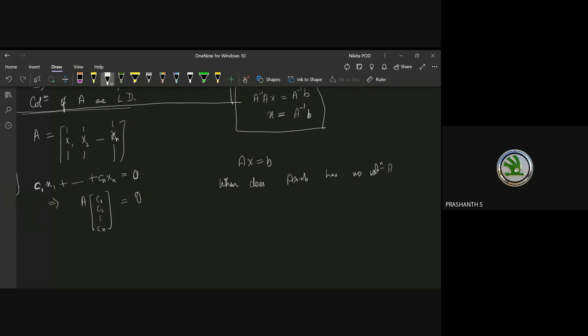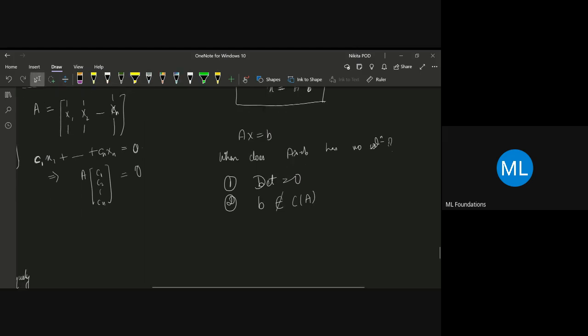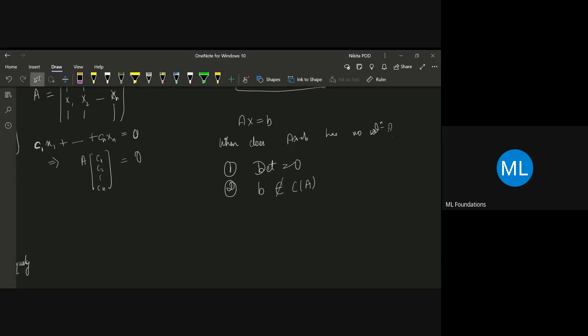Yes, I would say that in the case when B is not in the column space. So the determinant equals zero. Second, B does not belong to the column space of A.